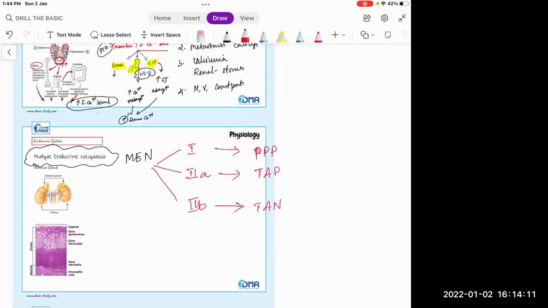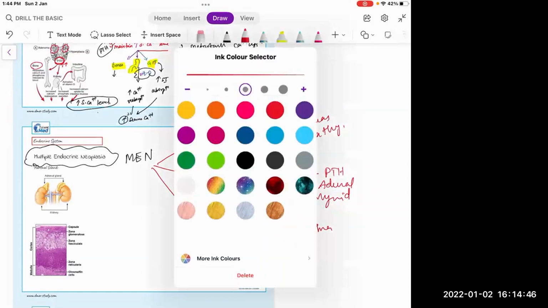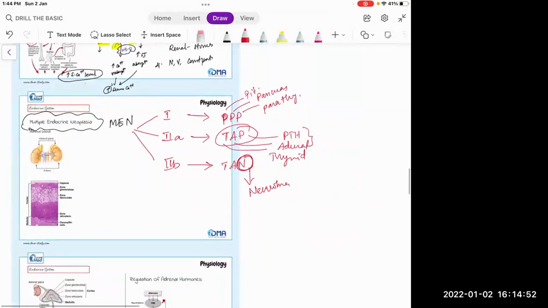So in triple P, P stands for pituitary, pancreas, parathyroid glands. Whereas TAP stands for thyroid, adrenal and parathyroid. In case of type 2B, this TAN stands for thyroid, adrenal and neuroma, but the other two are the same. Okay, so that is about the MEN syndrome.